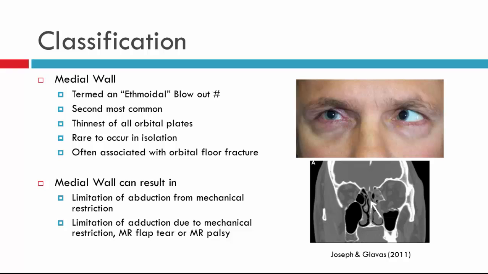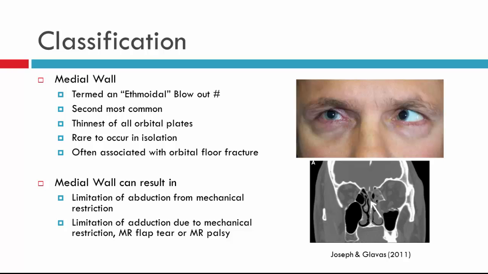The next most commonly affected wall is the medial wall, and we can see why if we have a look at this particular image here. We can see that the medial wall is just adjacent to the ethmoid sinus, so again, it's vulnerable to being fractured. It is indeed also the thinnest of all the orbital plates, so it's at high risk.